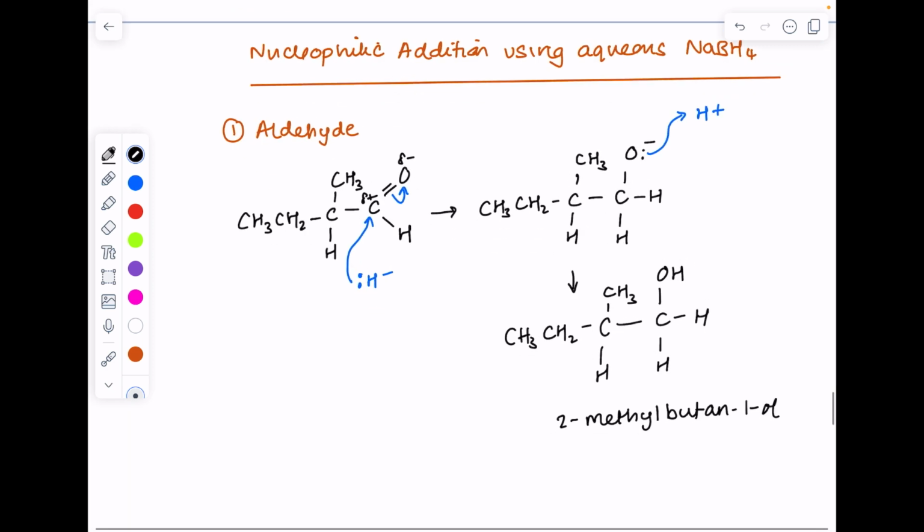Remember to always look back at what's actually going on overall. So through the nucleophilic addition reaction using our aqueous NaBH4, the one that contains the hydride ion, we have reduced our aldehyde to a primary alcohol. Remember, this is a primary alcohol because the carbon that the alcohol functional group is attached to only has 1 carbon adjacent.